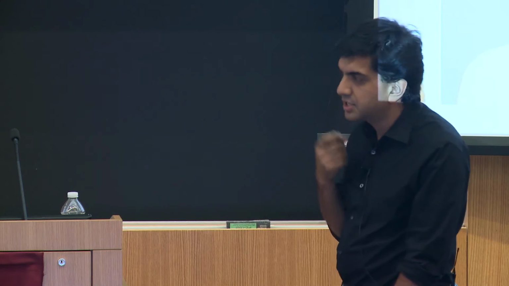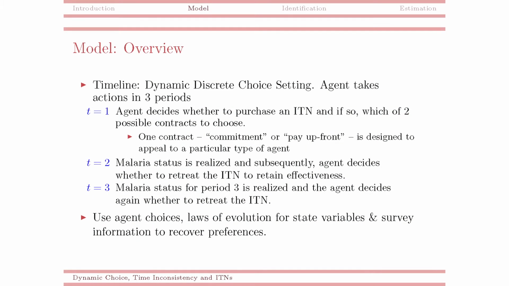may not be warranted. In time period 2, malaria status is going to be realized, and the agent is going to decide whether or not to retreat the net in order for the net to retain its effectiveness. These nets need to be dipped in insecticide every 6 months in order to retain their effectiveness. And then finally, in period 3, the agent takes the action again, and that's when our intervention concludes. So we're going to use these agent choices, as well as laws of evolution for the state variables and survey information, in order to recover preferences.